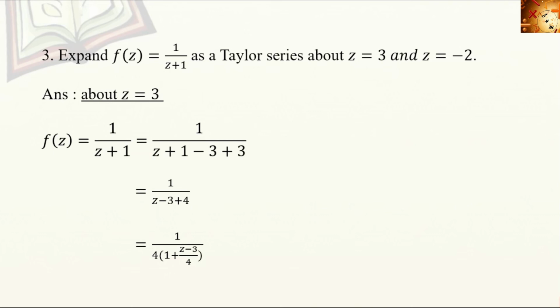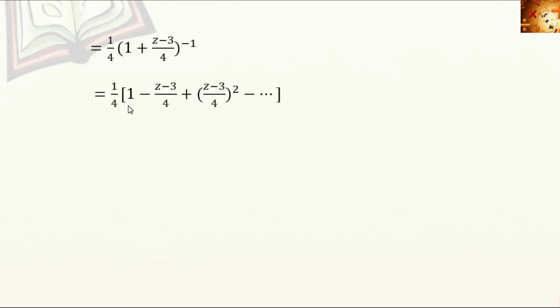Next, 1 by 4 into 1 by 1 plus (z minus 3) by 4. It can be written as (1 plus (z minus 3) by 4) whole power minus 1. We have the expansion like this, (1 plus z) whole power minus 1. Substitute for (1 plus (z minus 3) by 4) power minus 1. That is 1 by 4 into 1 minus (z minus 3) by 4 plus ((z minus 3) by 4) whole square minus etc. So this is the Taylor series expansion of the given function about z equal to 3.